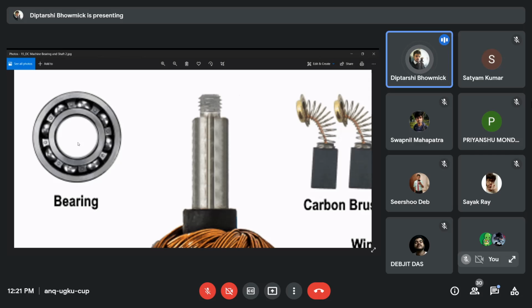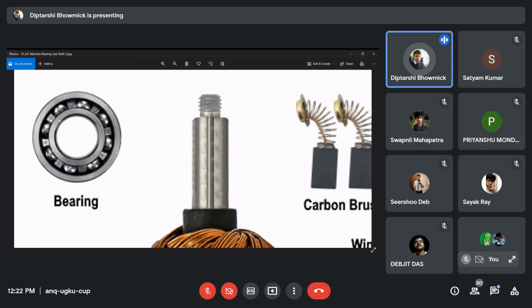That means there will be a static part and a rotating part, and the rotating part will rotate over the static part, and the friction will be very small, because if the friction is high, then there will be corrosion over there. So the friction should be very small, and that is achieved by the ball bearing.